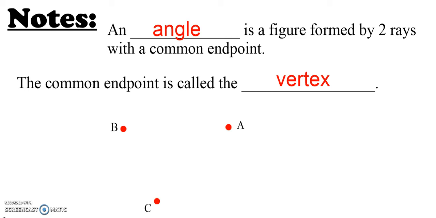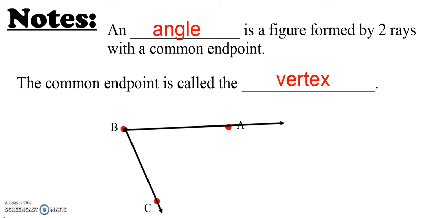So first thing we need to define is an angle. So an angle is a figure formed by two rays with a common endpoint. That common endpoint is called a vertex. Now, if I create an angle with these 3 points, let's say that I want my vertex to be at point B. So I'm going to have one ray going through point A and one ray going through point C.